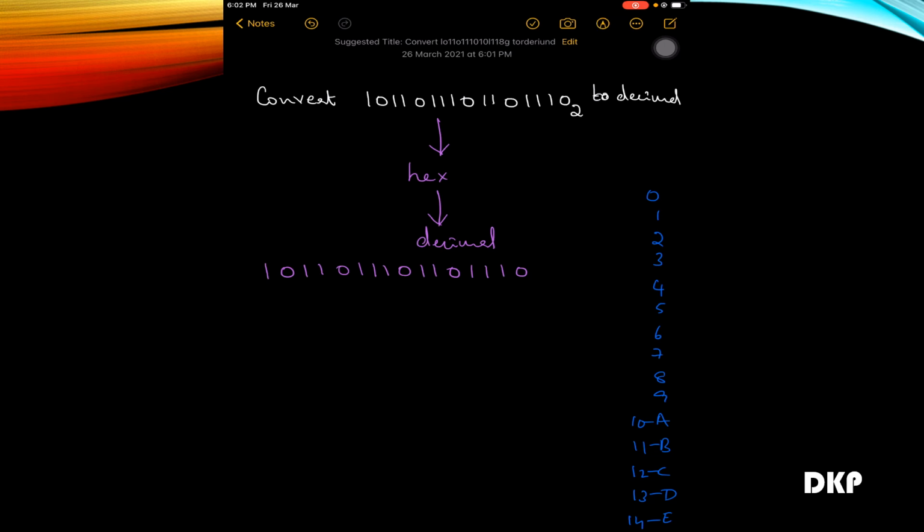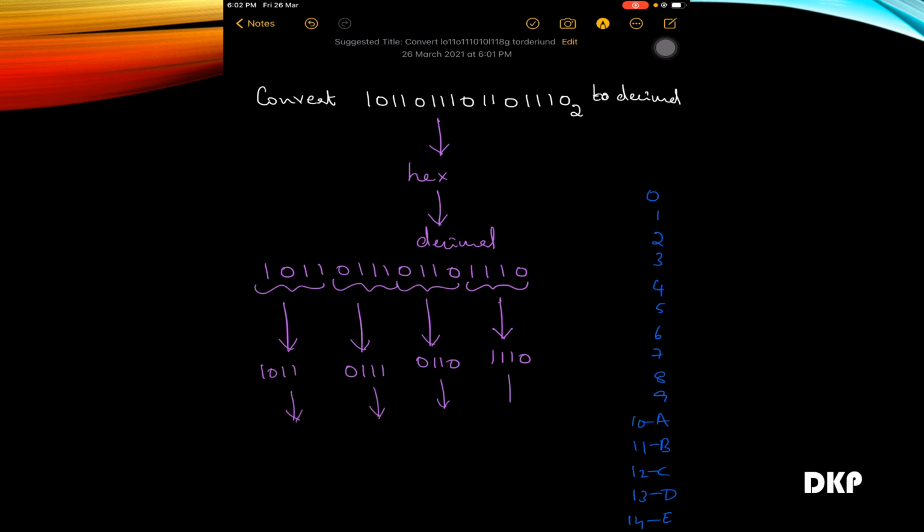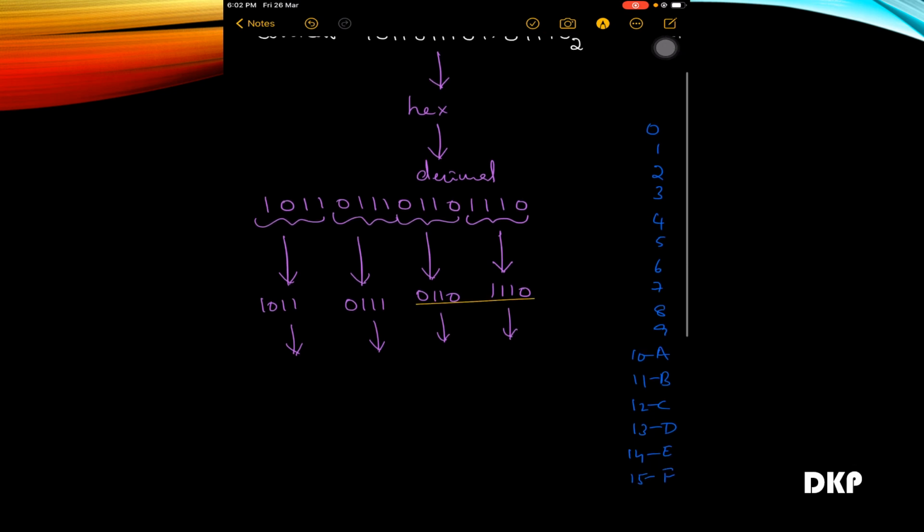Okay, now you have to group these four bits, 1011, another four bits, 0110, the next four bits, 0111, and the last four bits, 1011. Now what is the next step? Write this in hexadecimal digits. So what is the hex digit of 1011? What is 1011?